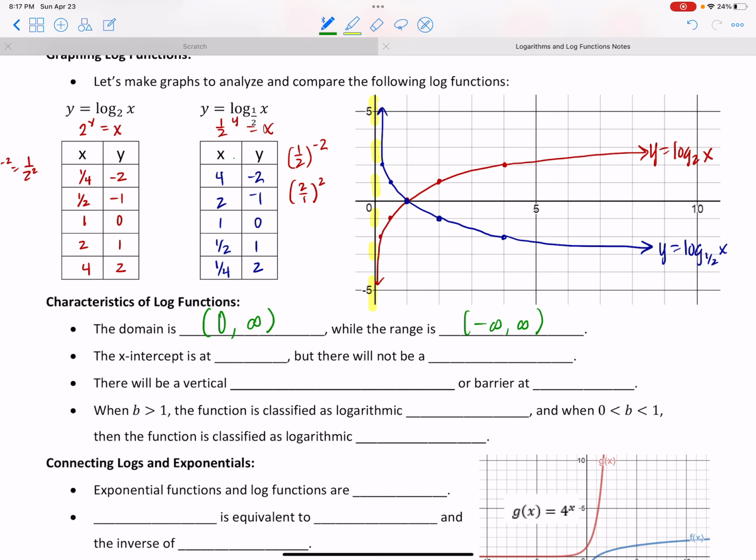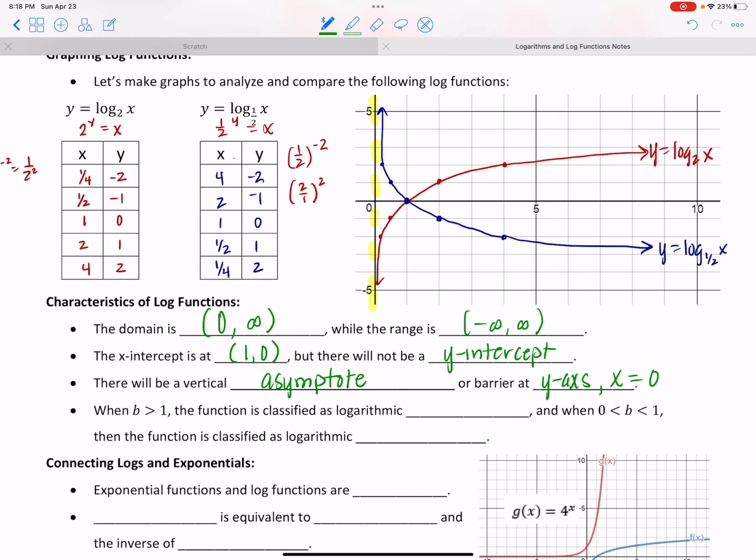Now, the exponentials all cross the y-axis at 1. These are going to cross the x-axis at 1. So we have an x-intercept at (1, 0), but no y-intercept, the reverse of what we saw on the others. And again, instead of a horizontal asymptote at the x-axis, we see a vertical asymptote at the y-axis, which is where x is equal to 0.